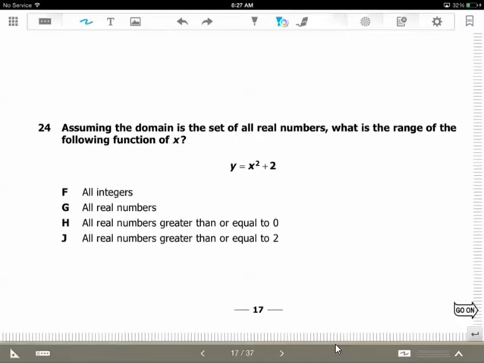Noile Virtual Academy, Proficiency, SAT, problem number 24. Assuming the domain is the set of all real numbers, what is the range of the following function of x? y equals x squared plus 2.